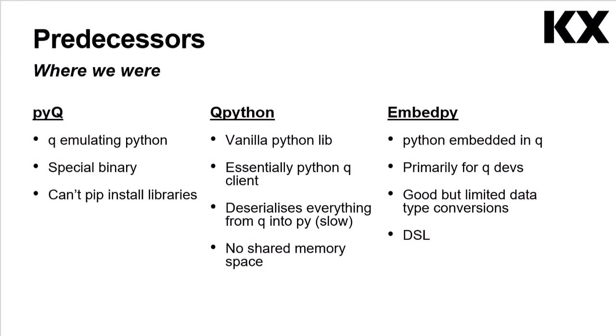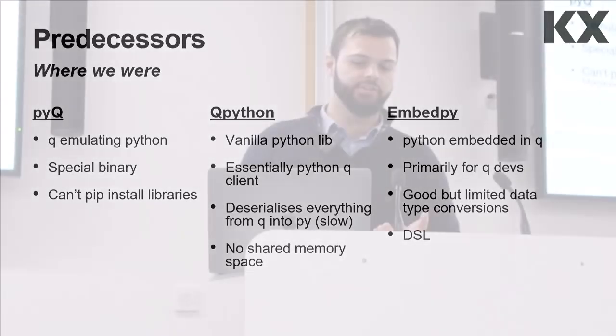Great, you can install all the libraries you want from PyPI, that's cool. But it's essentially just a Python q client, so it's just a Python process that links up with q, and you can send queries to it and pull them back in. Part of the problem with that is that it talks to q via IPC, so everything over the wire gets deserialized back into Python interpretable objects, which is, as you can imagine, kind of expensive when you're pulling back large amounts of data. You have to then do all of the work to make them make sense in Python. So there's no shared memory space in qPython, so it's really just a client.